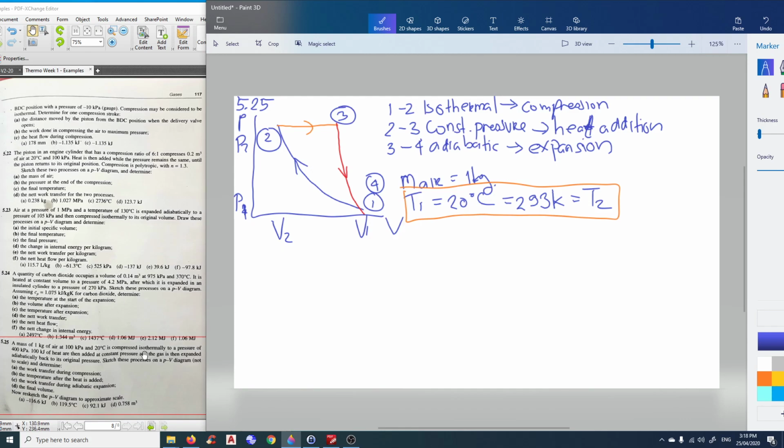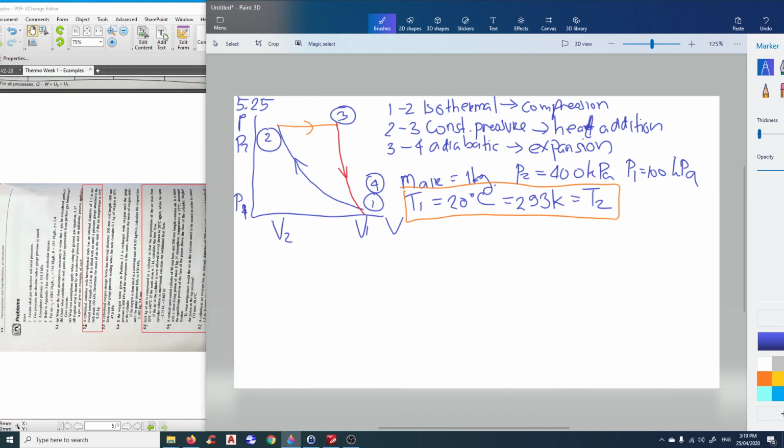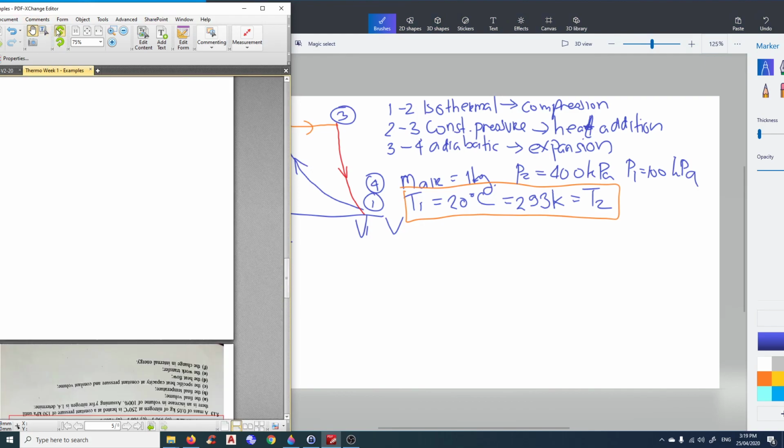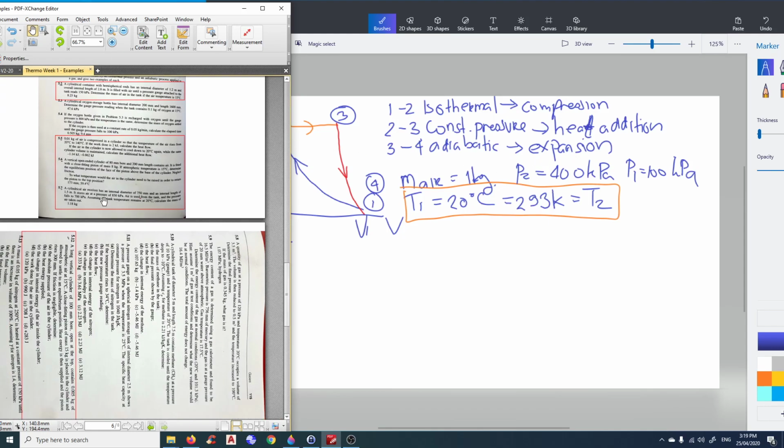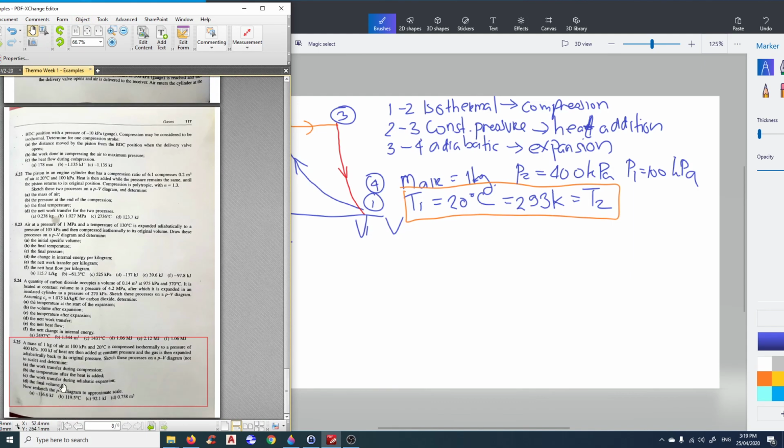The next one is compressed isothermally to a pressure of 400 kPa. So we can say P2 is 400 kPa, P1 is 100 kPa. Now this question here, I'm pretty sure if you look closely, gas pressure are already in absolute unless gauge pressure is stated. So P1 and P2 here is already absolute pressure. We don't have to convert them anymore.